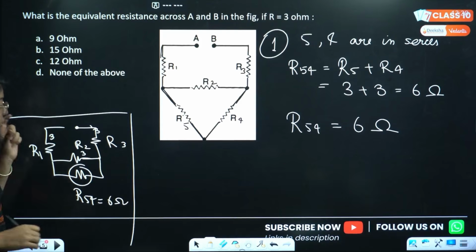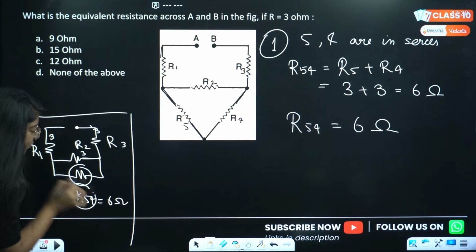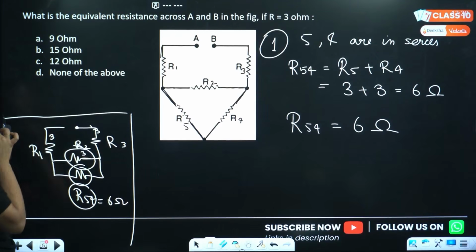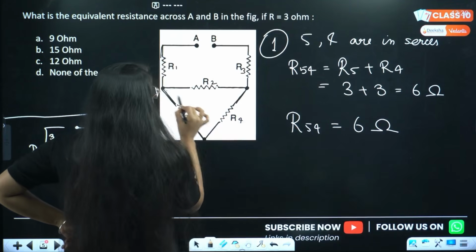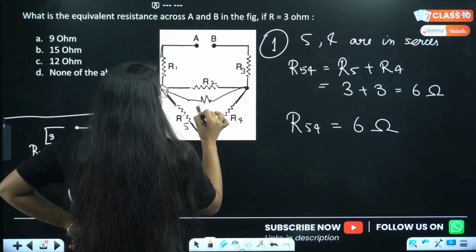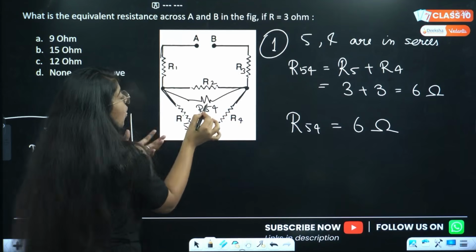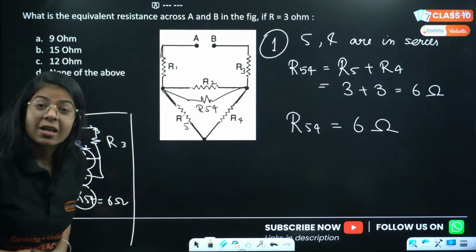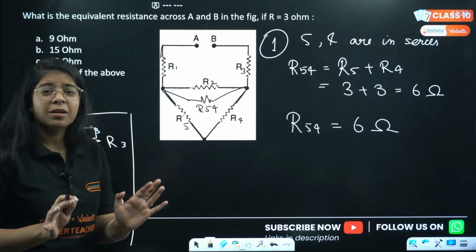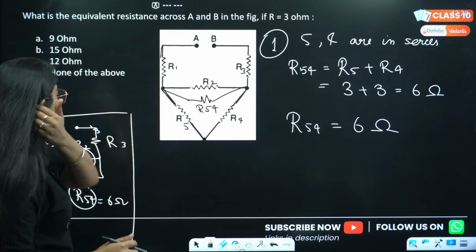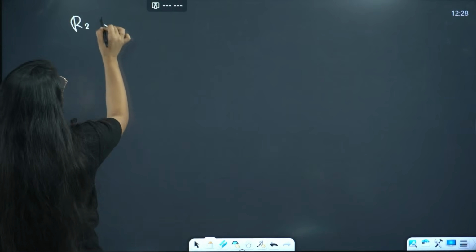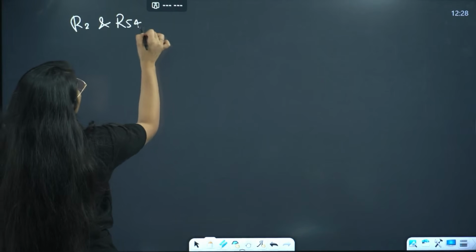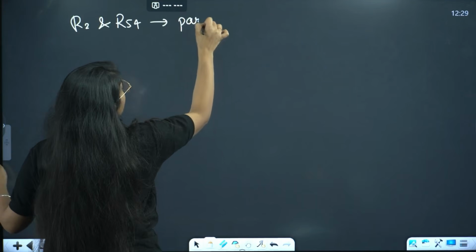This is 6 ohm. Now see carefully, R5,4 and R2. R5,4 becomes something like this. Now R5,4 and R2, those are in parallel. Clearly see, those are in parallel. So let's put the parallel combination formula here, right? So R2 and R5,4 are now in parallel, right?